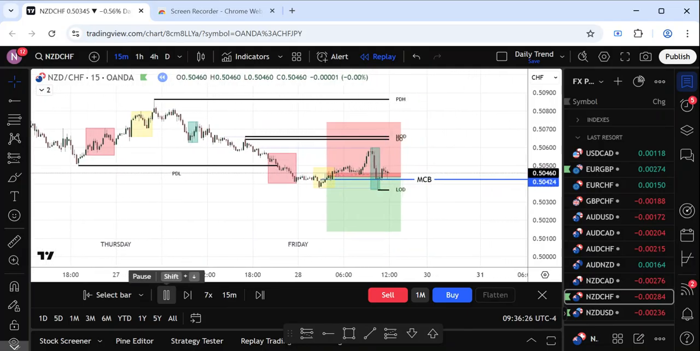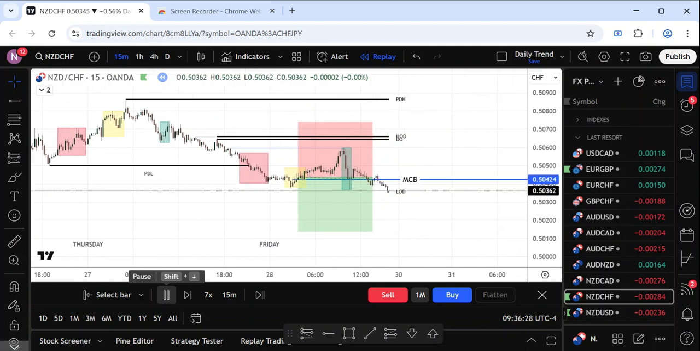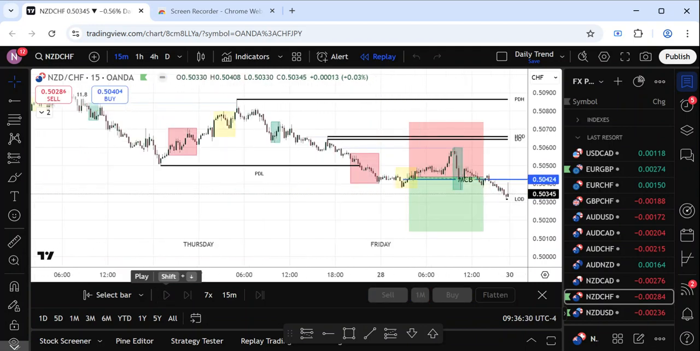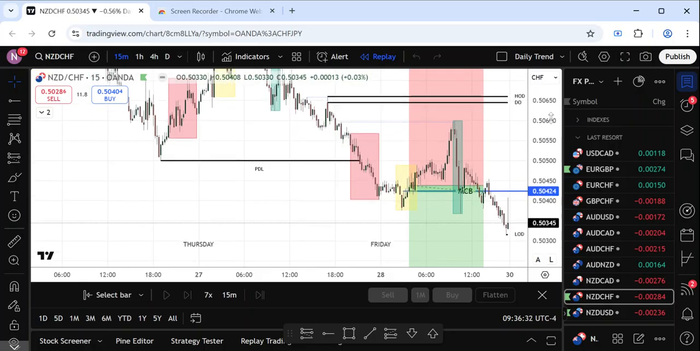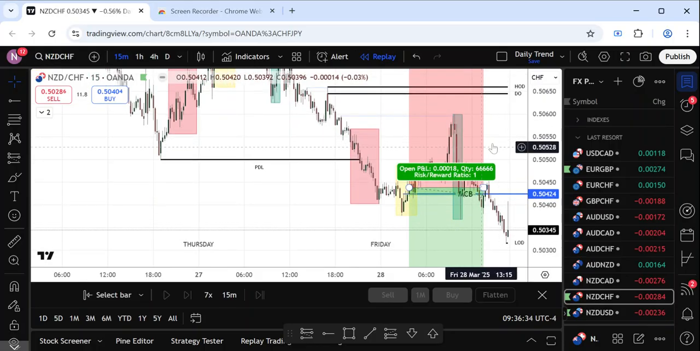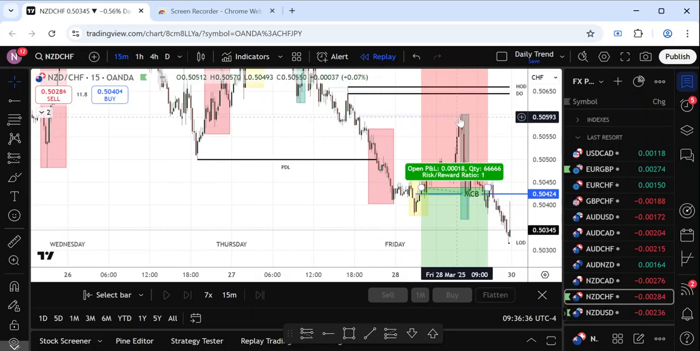It took out the low, right? And created a new low of the day right here at the end of the session. But thankfully I did go ahead and exit, because I had two positions open at the same time. So I actually made profit on this trade. I didn't sit through all of this. I didn't let it come back.